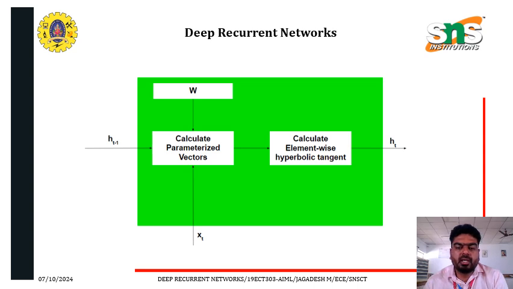So in deep recurrent networks, here we have h(t-1). Here it will calculate the parameterized vectors, and xt is given as an input, then W is also given as an input, then calculate the element-wise hyperbolic tangent and ht.